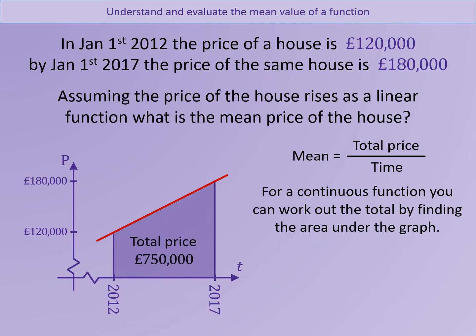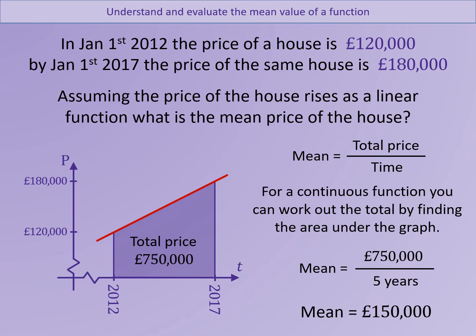So if we were to find this as an area of a trapezium, we could say that over the course of those 5 years, we could in a way describe the total as being 750,000. If we then divide that by the number of years, we get a mean of £150,000. As you can see, what we've done here is we have assumed that the total price is just the price each year added together.